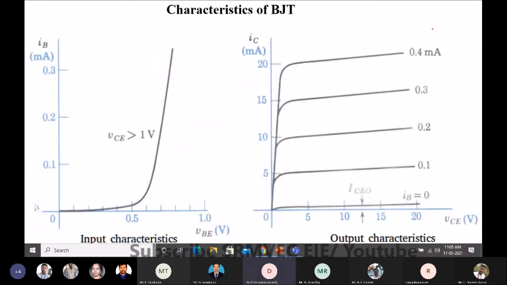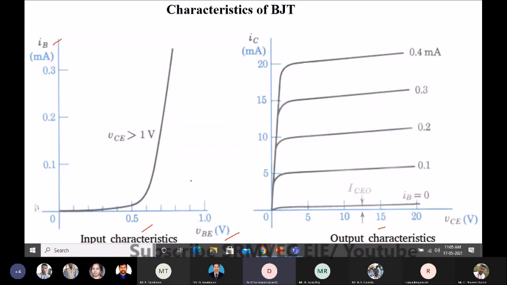So for the characteristics, there are two: one is the BJT input characteristics and the other is the output characteristics. What do we mean by input? It is with respect to the input voltage and input current. What is the input voltage? It is the base to emitter voltage. And what is the input current? It is IB. Okay, and it is a normal diode.